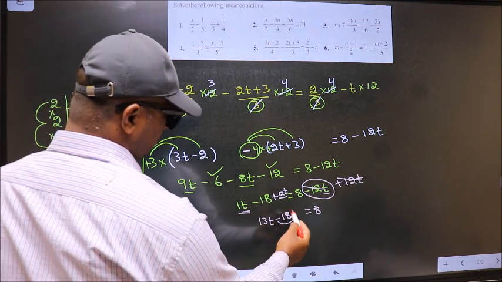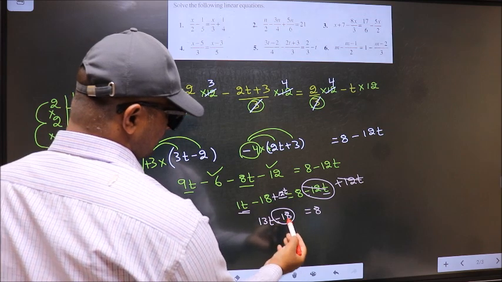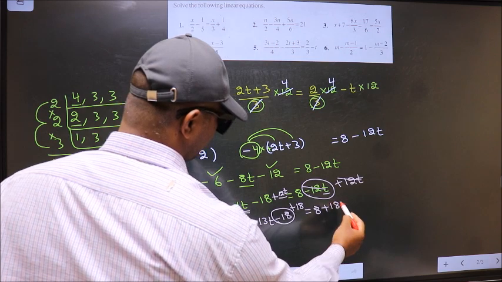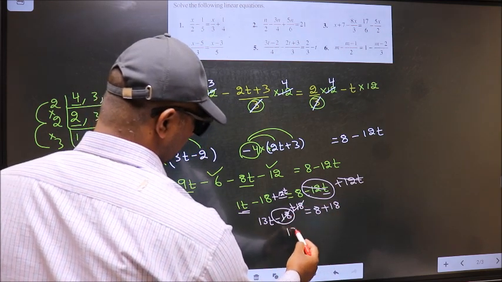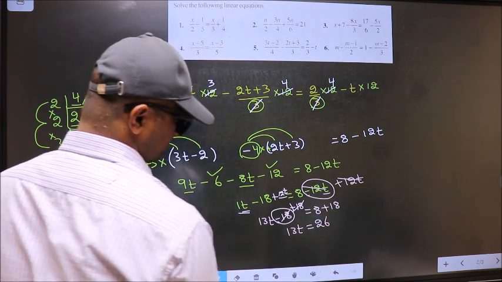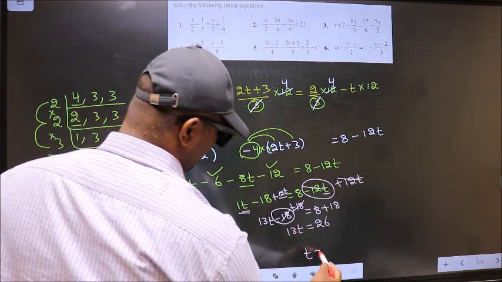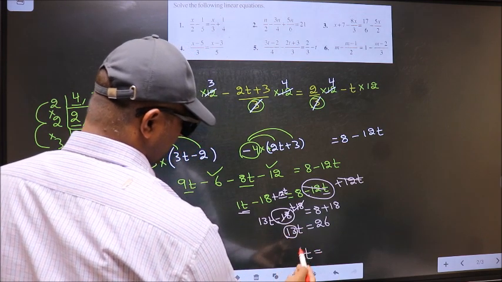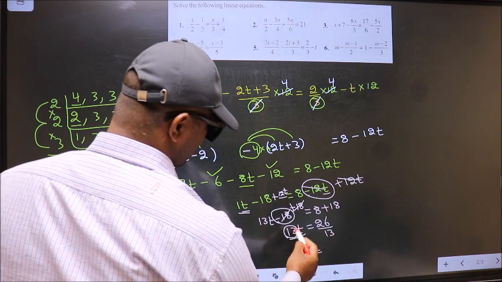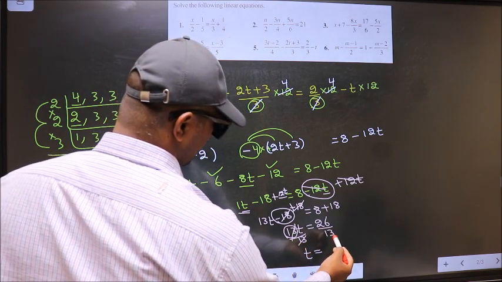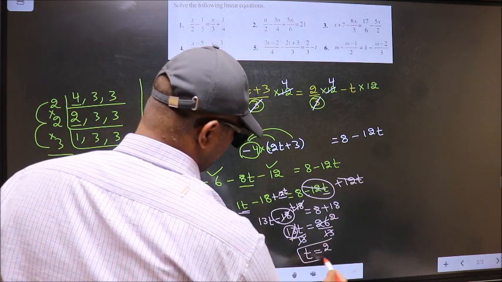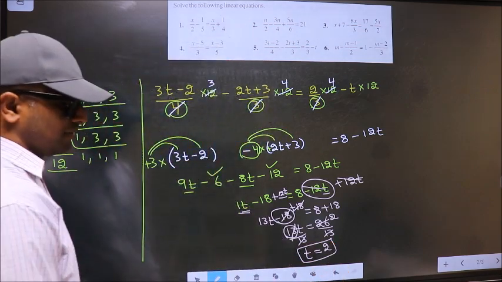Now we should remove minus 18 from this side. So to remove minus 18, you add 18 on both sides. So 18 cancel out. 13t equal to 8 plus 18, 26. Now to get t, we should remove 13. So to remove 13, you divide by 13 on both sides. So this cancel out. Here you get t and here 13 1's, 13 2's. So t equal to 2 is our answer.